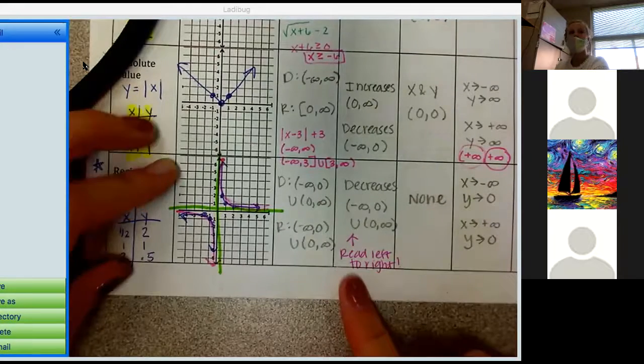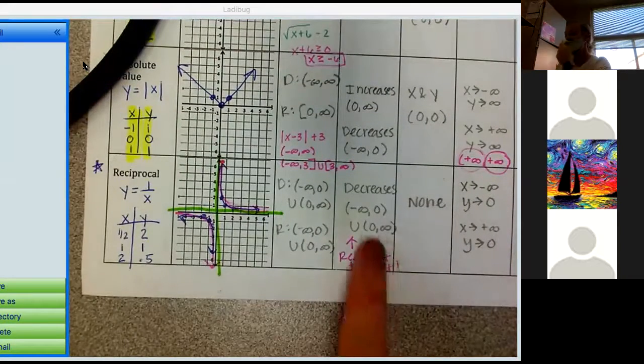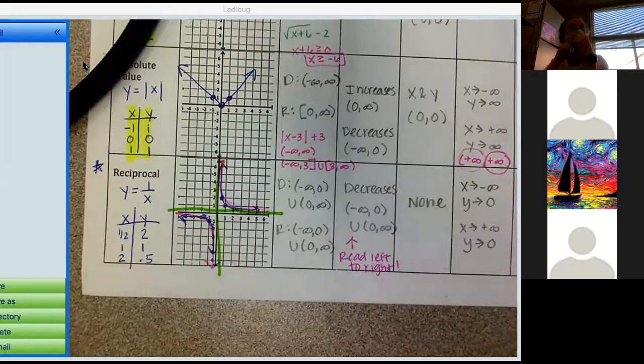So it is decreasing the entire time. It just stops at 0 because at 0 there's an asymptote. Got it.